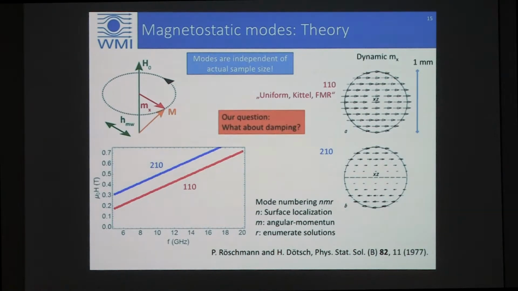So our question is now: these magnetostatic modes in spheres have been very well known, but what about the damping of these different magnetostatic modes? What can we learn from the damping, and is it necessary to consider the magnetostatic interaction of these different modes if one really wants to extract the damping of the YIG sphere?